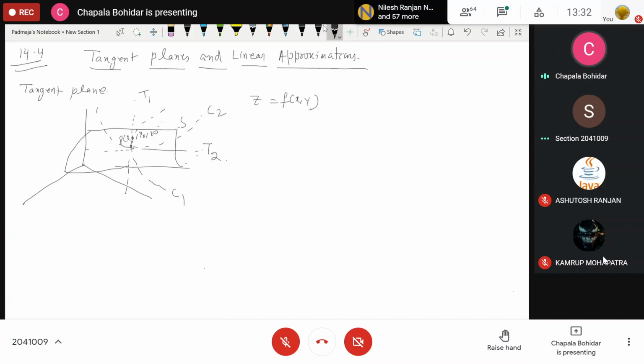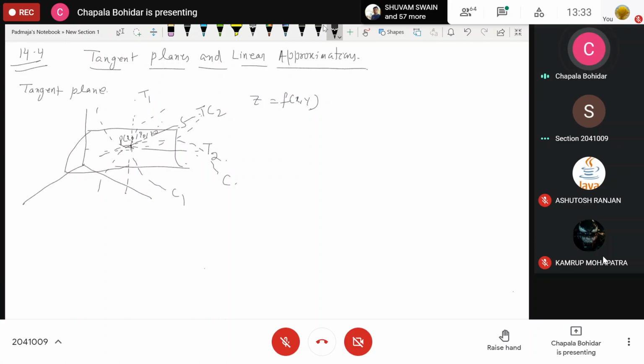So T1 and T2 are the tangents at the point P on the curves C1 and C2. If we have another curve like this, say C, the tangent at this point is T. So at this point, we have many curves passing through it, and the tangents are T1, T2, T3, T4, like that. All the tangents form a plane, and that is called the tangent plane.